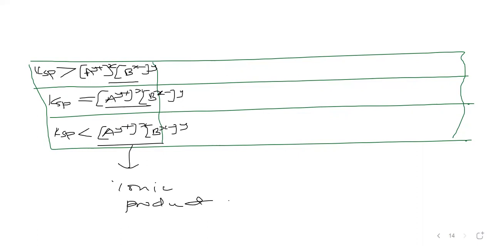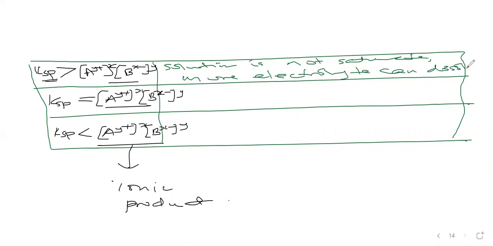If you have a solution where KSP is greater than ionic product, you calculate and you see that KSP is greater than ionic product, then that solution is not saturated. The solution is not yet saturated. More of the electrolyte can dissolve. In other words, when solubility product is greater than ionic product, more of the electrolyte can dissolve, since the solution is not saturated. When ionic product is less than solubility product, more of the sparingly soluble salt dissolves and the solution is not saturated.